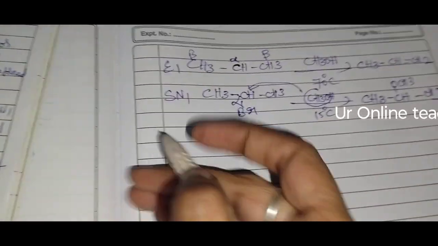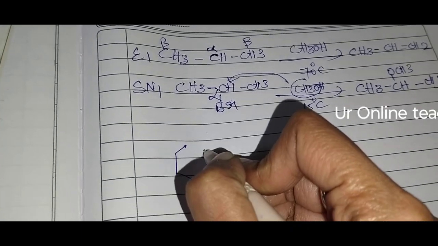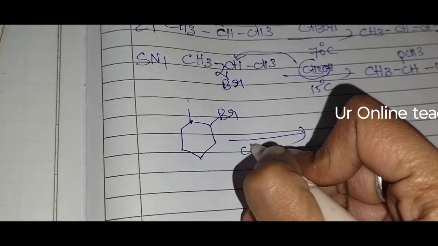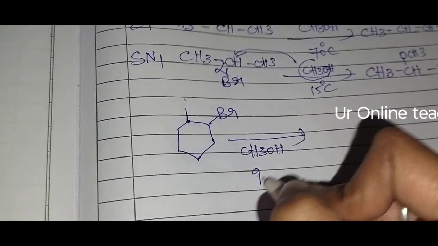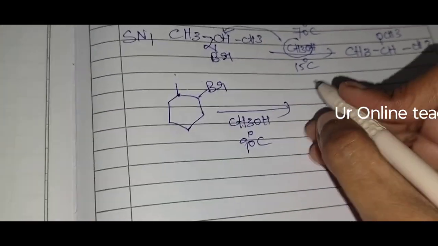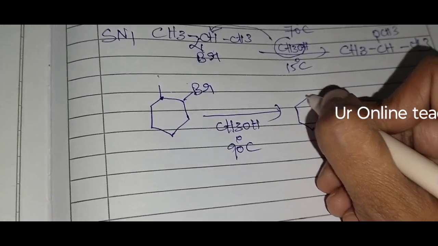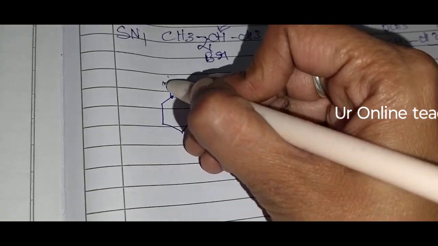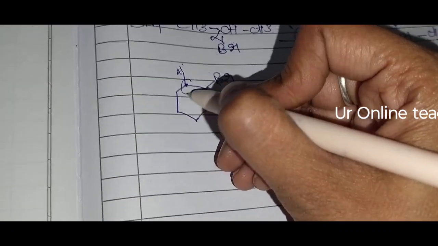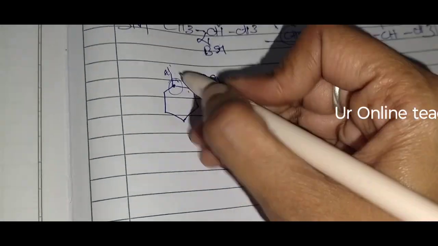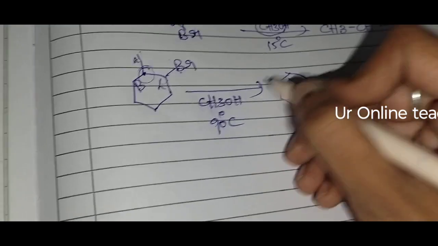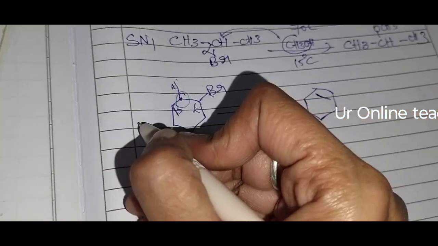To understand more, I am going to give one more example. What is this? Here CH3OH at 90 degrees. 90 degrees means again an E1 reaction. So first see the temperature, and confirm what it is. So what happens here? Br and H will be gone from this place. This is alpha, this is beta carbon. So what will we get? We will get a double bond in the middle. So this is an E1 reaction.